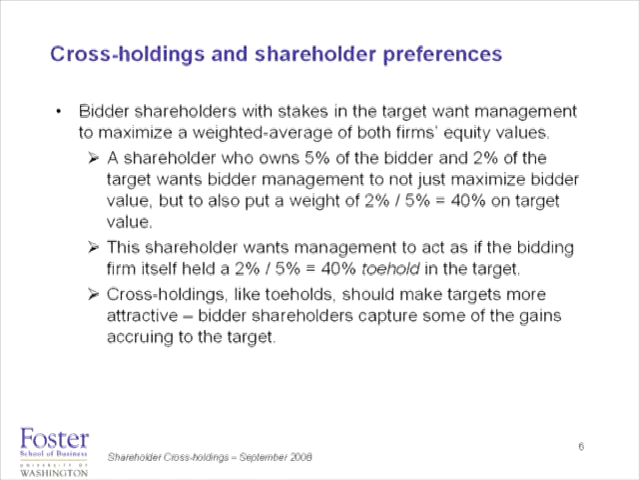This is relative, in the sense that we put a weight of 1 on bidder value and a weight of 0.4 on target value. And so this is very similar to theoretical models of toeholds. It would be basically the same as if the shareholder wanted the bidder management to act as if the firm itself had this toehold in the target and was actually receiving 40% of the target's gains.